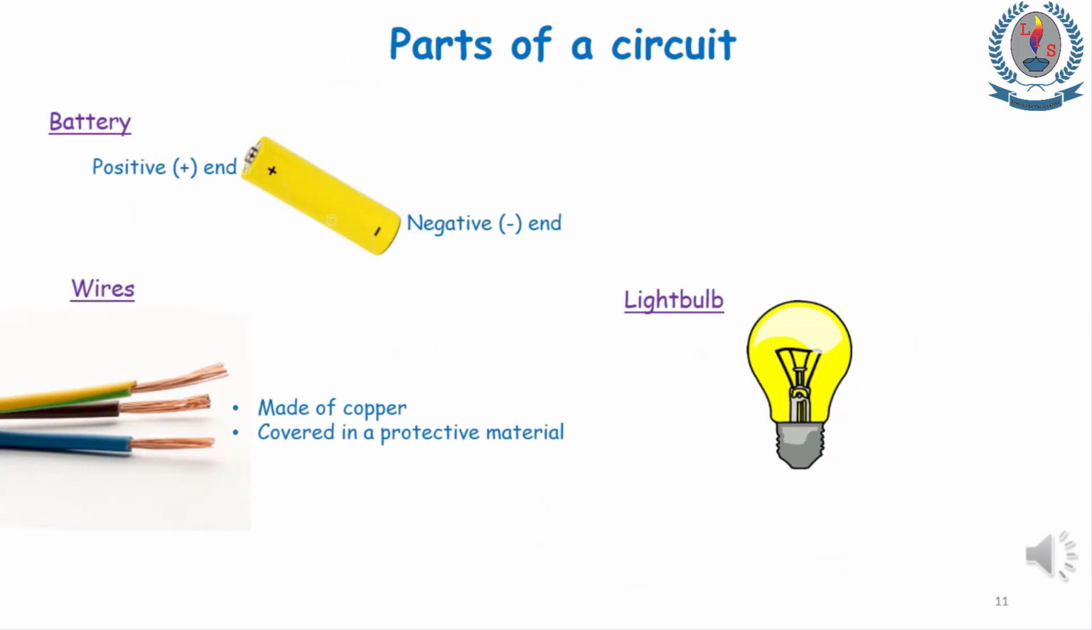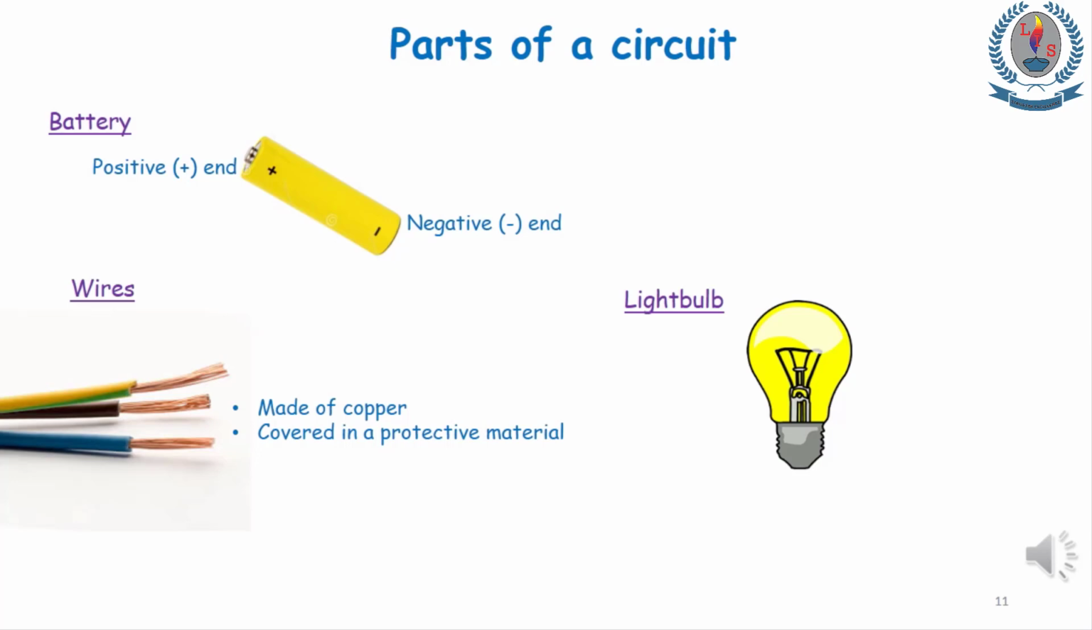Now children, let's take a closer look at the parts. The battery. The battery has two ends, the positive end and the negative end. Can you see the two signs, positive and negative? A battery drives electricity round a circuit. If more than one battery is used in a circuit, then the batteries have to be arranged correctly. You can turn to page 113 in your textbook to see how they are arranged.